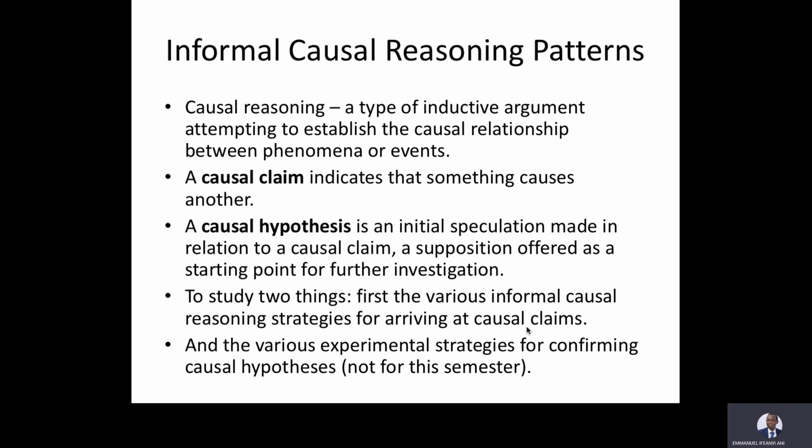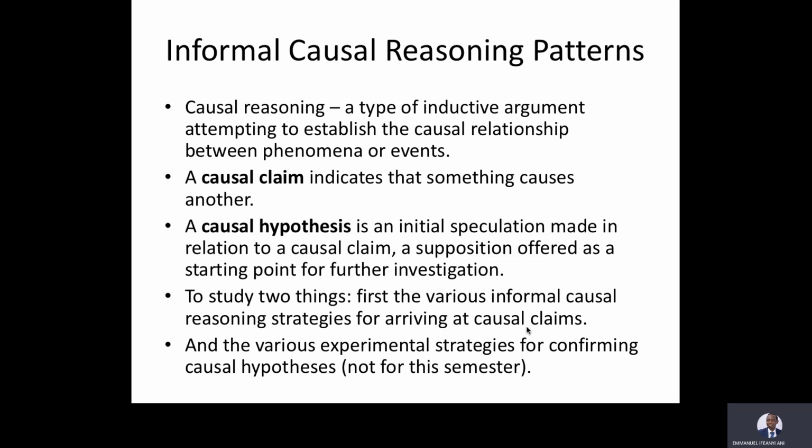So right now we want to study two things. First, we want to look at the various informal causal reasoning strategies for arriving at causal claims. And secondly, we would like to look at the various experimental strategies for confirming causal hypotheses. But this second one is not for this semester. So right now we're just going to study various informal causal reasoning strategies for arriving at causal claims. How do we arrive at our causal claims? How on earth do we know that something caused something?